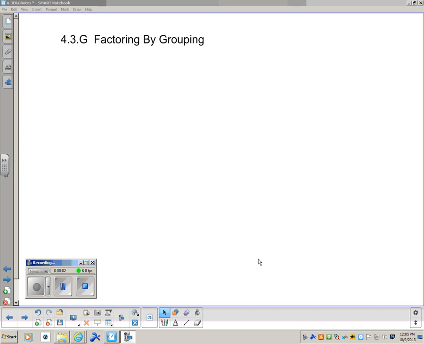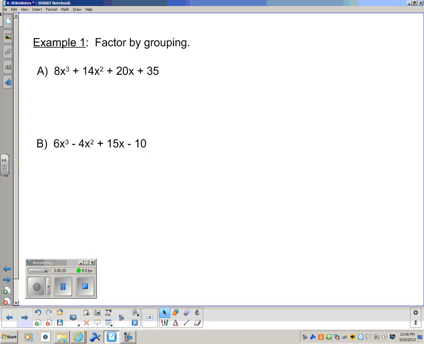All right, so our last one here, which we have with factoring, is factoring by grouping. After this one, we'll be done with this for a little while. So let's go to our next slide here and see what kind of problems we have to look at. Notice you've got four terms here. When you've got four terms, you can factor them by grouping.